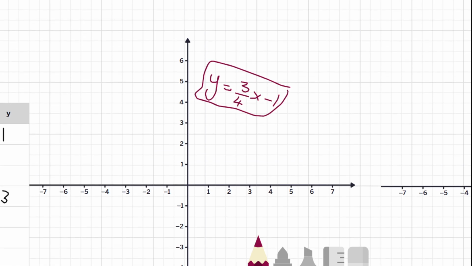I will upload another video explaining how to do such questions and how to do, for example, if y equals 5x, for example, or y equals minus 2, and all these.